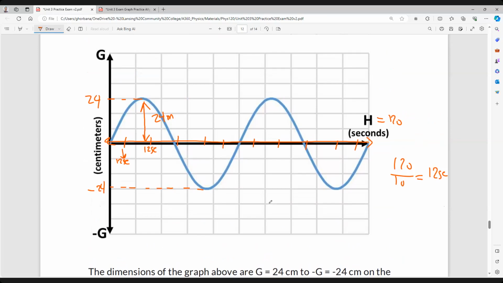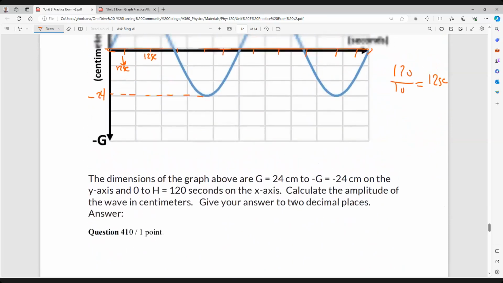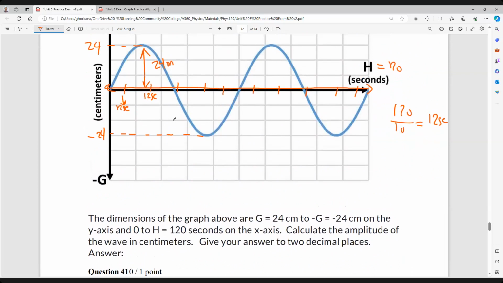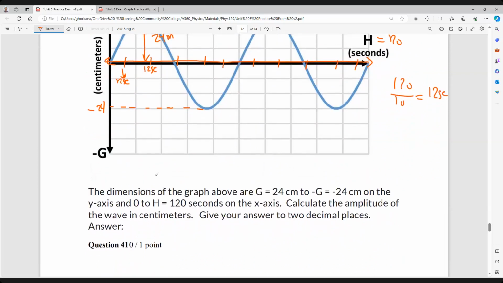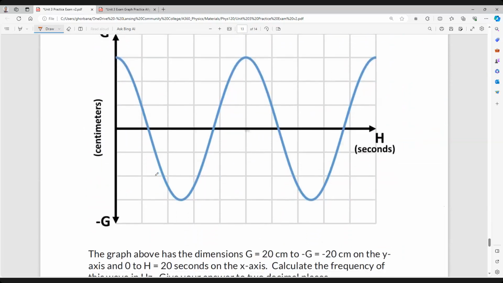Good. And if it is 8, you need to divide by 8. Okay. So because this one, we didn't need to do this calculation. We just need to calculate the amplitude, from the midpoint to the highest point. That is going to be the amplitude. So what is the next one?